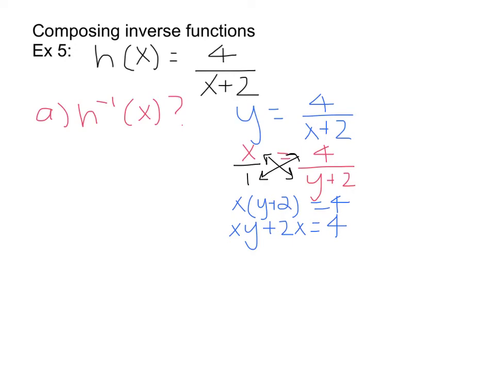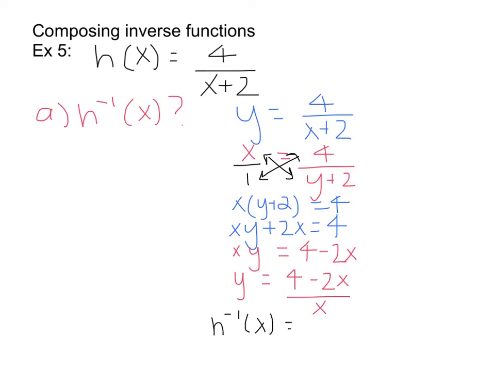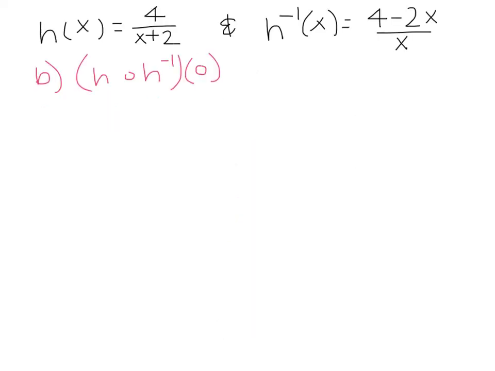Now we have to solve for y. So I'm going to subtract the 2x. And then I am going to divide by x. And that is our inverse, so therefore we are going to rewrite this as h to the negative 1 of x equals 4 minus 2x divided by x. Since I had to move to a new slide at the top, I just wrote what h of x was and the inverse was. And now we want to find h of the inverse of h of 0.